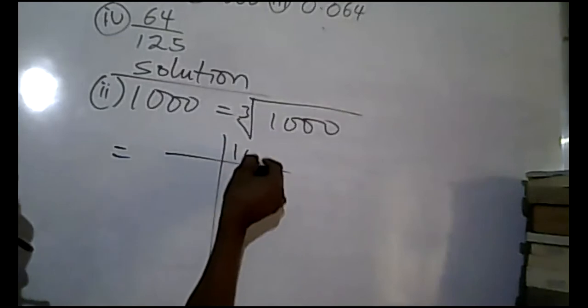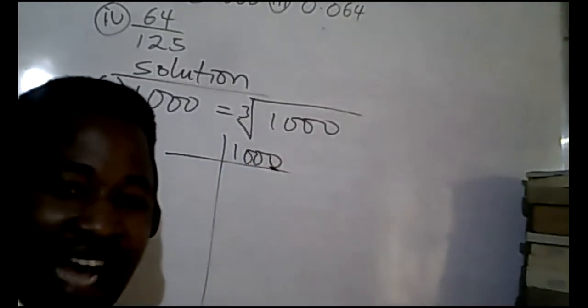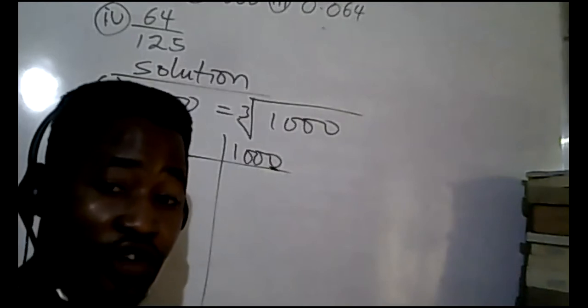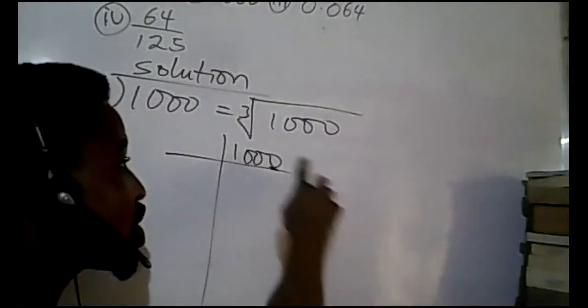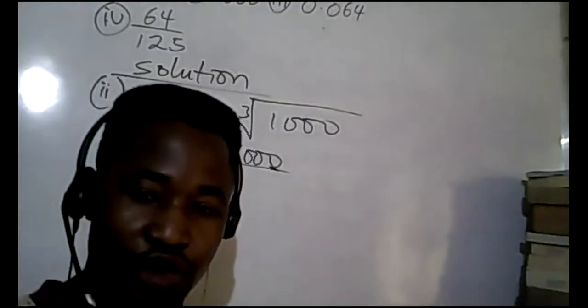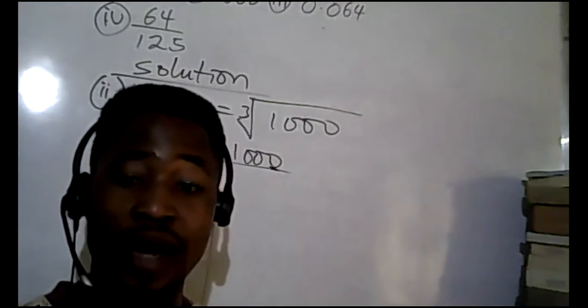So you have 1,000 here. Now, look at the last digit. Like I told you, that's the trick for you to know what number would divide through this particular number. The last digit is 0. And here is the trick: any number that ends with 0 can be divided by 2, and can be divided by 5.